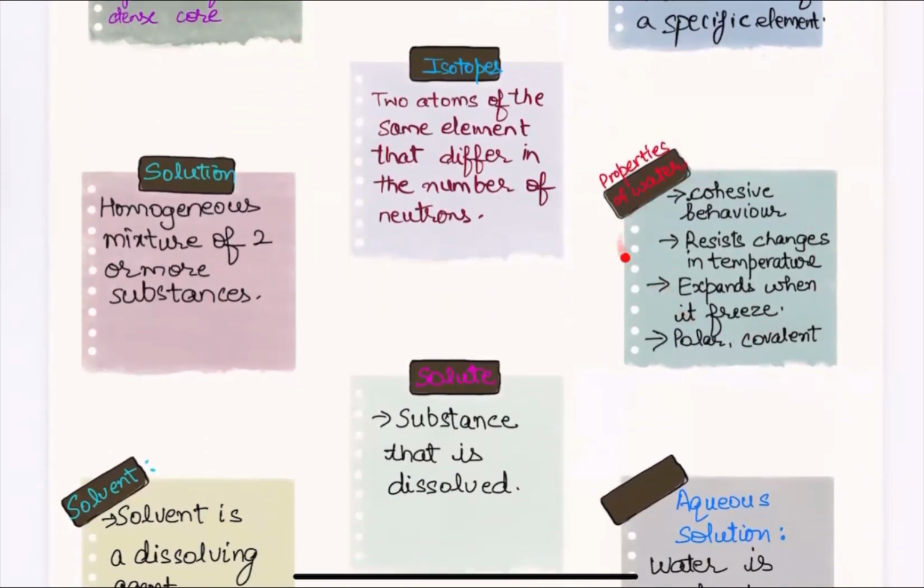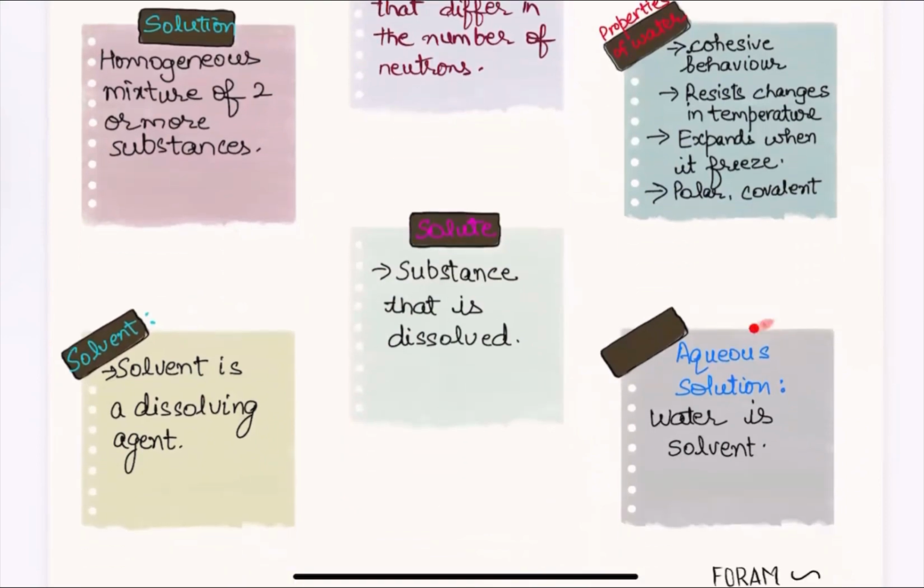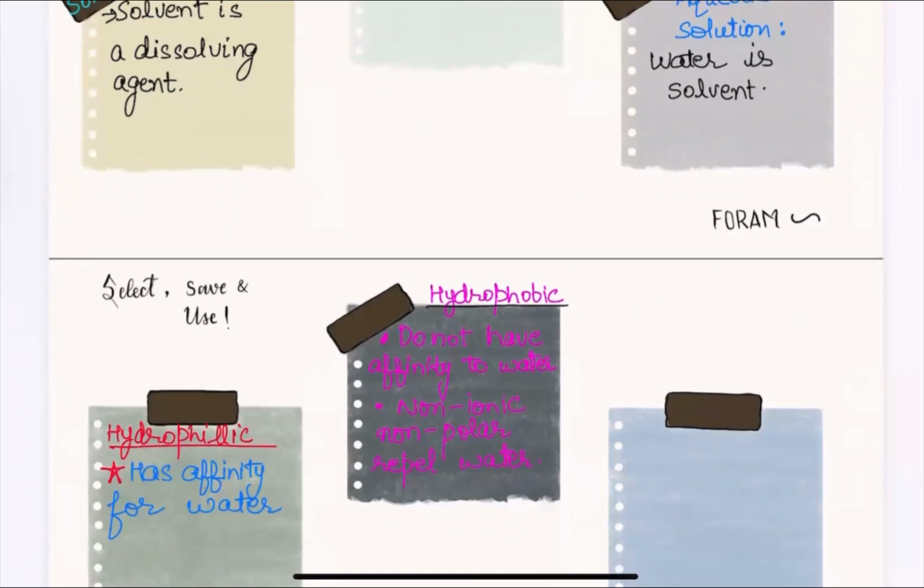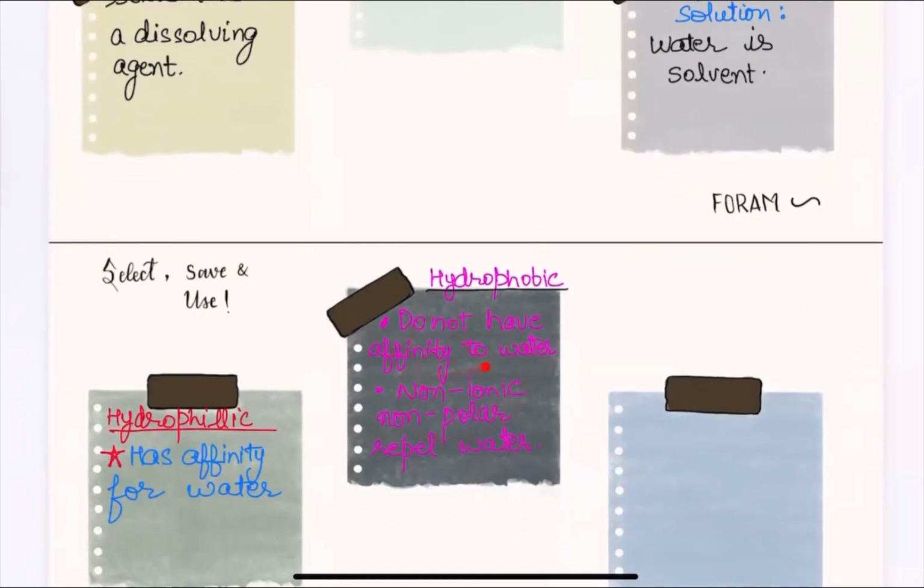Properties of water: it has cohesive behavior, resists changes in temperature, expands when it freezes, and is polar covalent. What is a solute? It is something that dissolves. Solvent is a dissolving agent, and together they form a solution, a homogeneous mixture of two or more substances. Aqueous solution, usually water, which is a solvent. Hydrophobic means they do not have affinity to water, are non-ionic and non-polar, and they repel water. Hydrophilic means they have affinity for water.